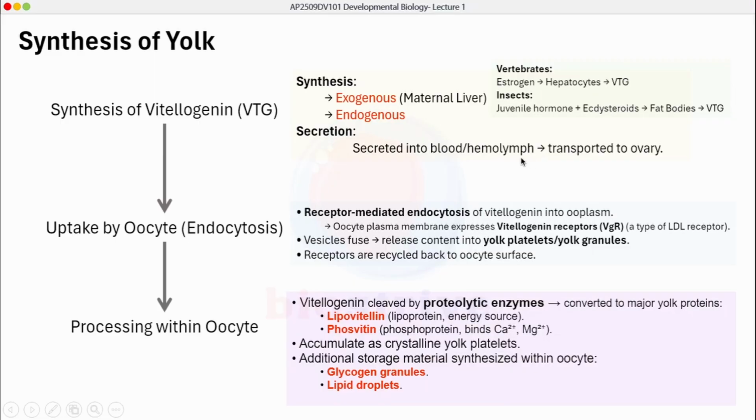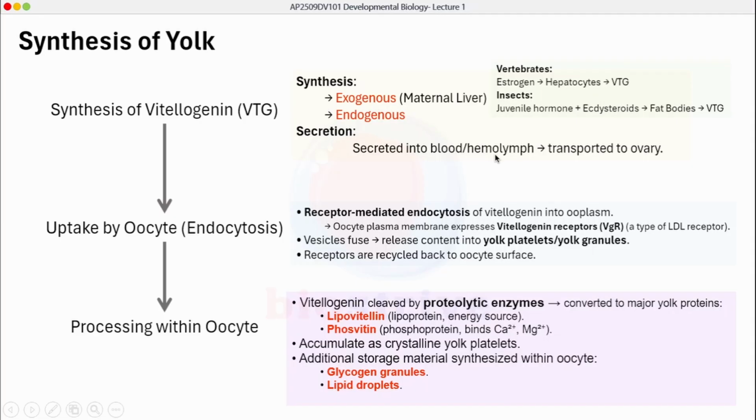In the case of vertebrates, estrogen is the main hormone responsible for this stimulation. Estrogen stimulates hepatocytes, which are liver cells, to make and secrete vitellogenin, and this is transported through blood to ovarian tissue. In the case of insects, juvenile hormone and ecdysteroids help the fat bodies to secrete vitellogenin, and it is transported to the ovary through hemolymph.